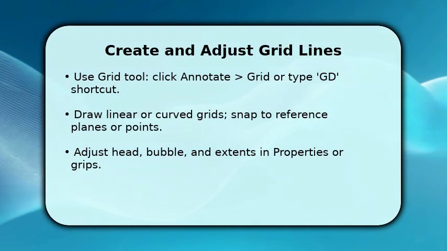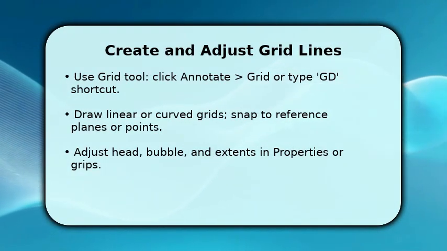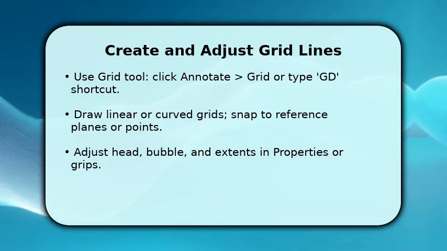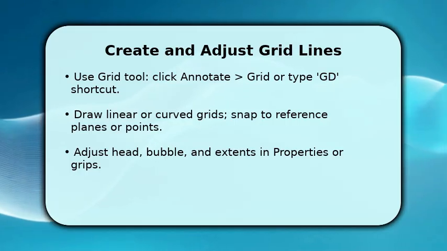Next, create your grid lines with the grid tool from Annotate or the GD shortcut. Draw straight or curved grids, snapping to reference planes, levels, or existing elements to maintain alignment. After placing, select a grid to reveal grips. Drag extents to span the building or use properties to set bubble placement and type marks.